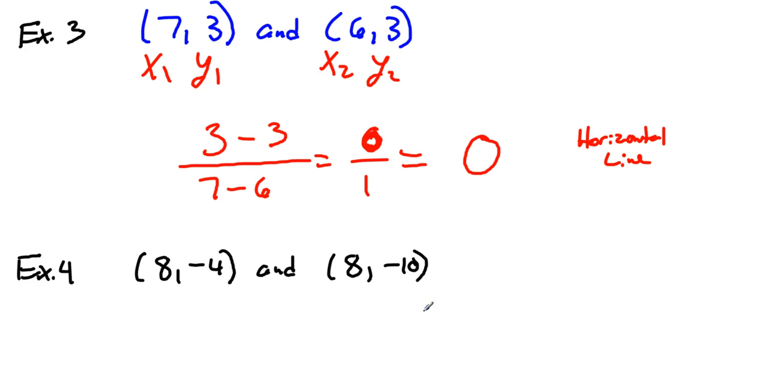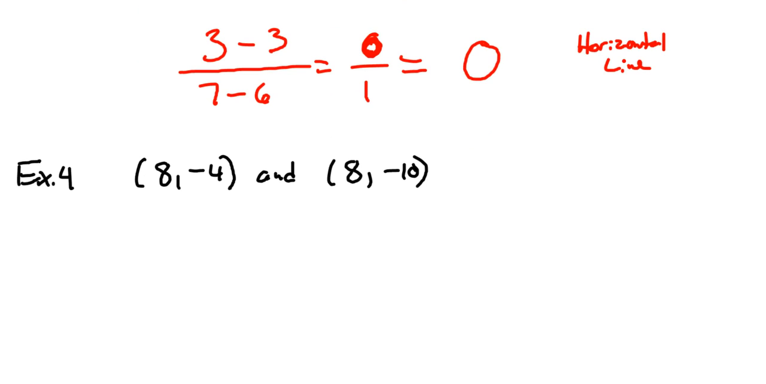All right, I'll give you one with double negatives here, because we didn't look at one where we had two negatives on part of it. Okay, so 8, negative 4, and then 8, negative 10. So again, there's your x1, y1, x2, y2. The reason I go with that one is the first numbers have to go first, the y's are on top, so it's negative 4 minus.